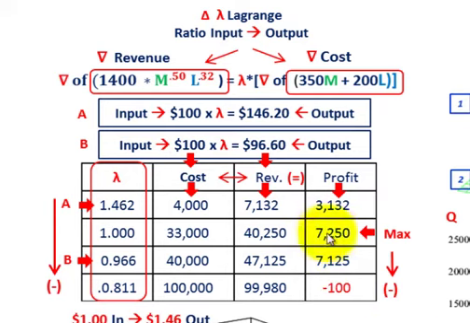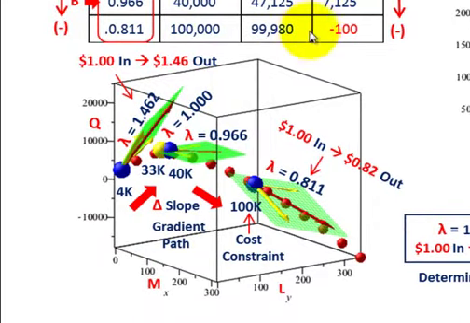So you see what's here, just following our trajectory path. Maybe let's go back and look at it in terms of our 3D. This 7,250 was with the Lagrangian multiplier of 1. Then we got the 7,125, Lagrangian 0.966. And then we get down to our loss, where the Lagrangian multiplier is 0.811.